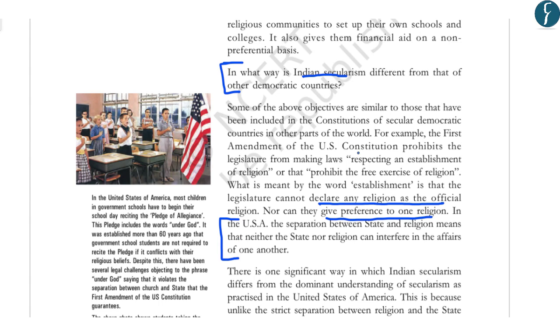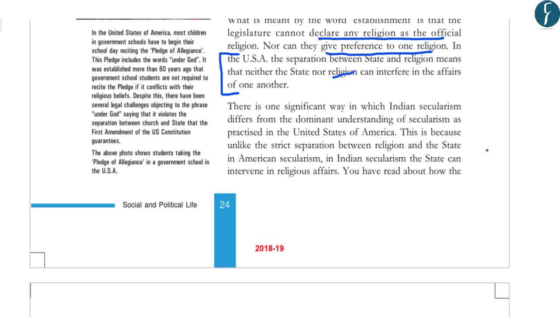So, in the United States of America's case, the separation between the state and religion means that neither the state nor the religion can interfere in the affairs of one another, which means that there is complete separation between the state and the religion. However, the way in which Indian secularism is practiced is different from the one practiced in the United States of America or other democratic countries, where complete separation of state and religion has been provided. In India's case, as we have noticed, the Indian state can interfere in the matters of religion if there is any discriminatory practice present.